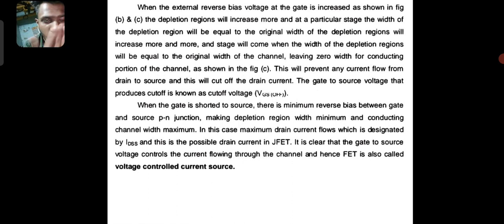The gate to source voltage that produces cutoff is known as cutoff voltage. When the gate is shorted to source, there is minimum reverse bias between the gate and source p-n junction, making the depletion region width minimum and the conducting channel width maximum. In this case, maximum drain current flows, which is designated by IDSS, and this is the maximum possible drain current in JFET. It is clear that the gate to source voltage controls the current flowing through the channel, and hence FET is also called a voltage controlled current source.